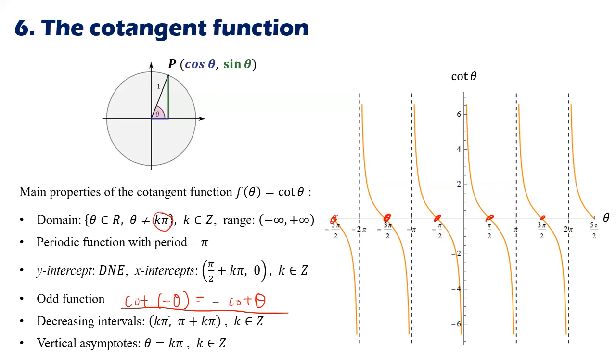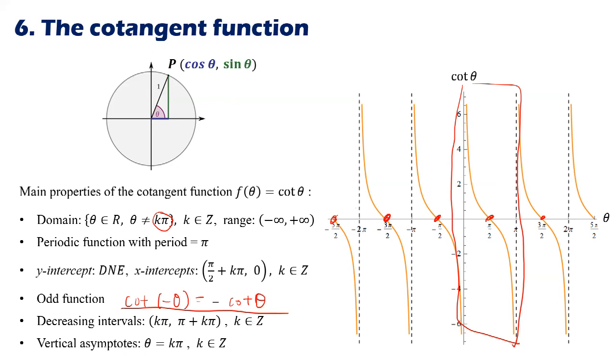Decreasing intervals can be expressed as k pi to pi plus k pi. For example, if we consider a cycle here, in this cycle, this function is a decreasing function, right? And because it is a periodic function, we can express all of the decreasing intervals using k pi to pi plus k pi. And k is any integer number.